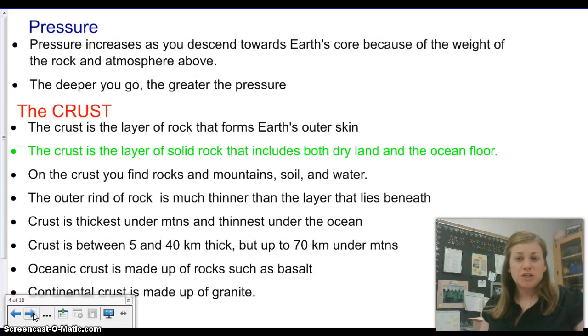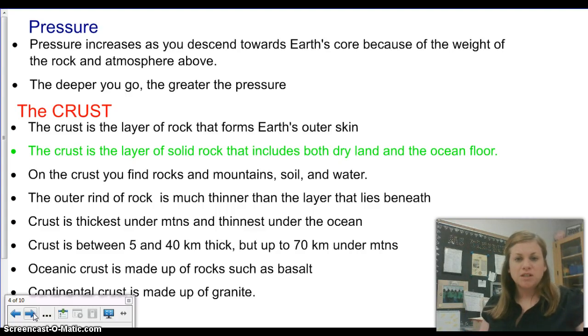The pressure increases as you descend because you have the weight of the rock and atmosphere above acting down on you. Just like we talked about with ocean water, when you descend down, you can only go so far because of all the pressure. Same concept, same thing happening. You're just now having air pressure versus water on top of you.